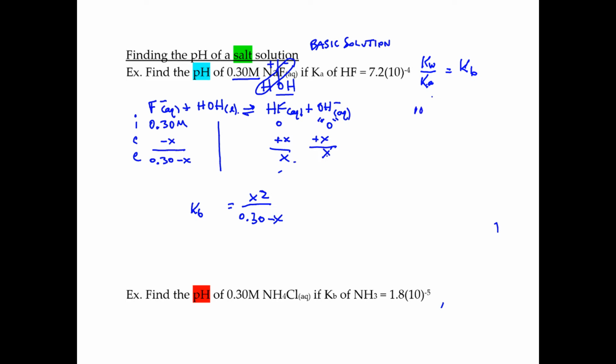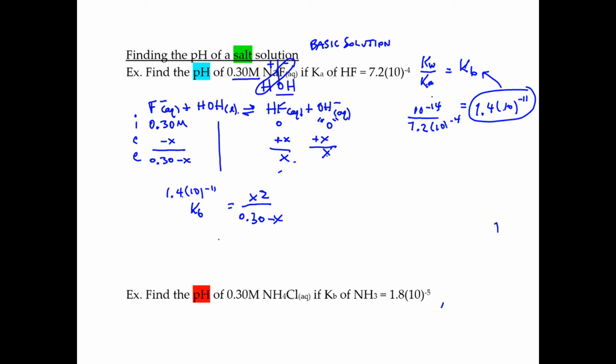So let's do the math for that. We're going to have 10 to the minus 14th divided by the Ka given, which was 7.2 times 10 to the minus 4th. And that's going to give you a Kb of 1.4 times 10 to the minus 11th. That's your Kb. So we're going to write that over here: 1.4 times 10 to the minus 11th.